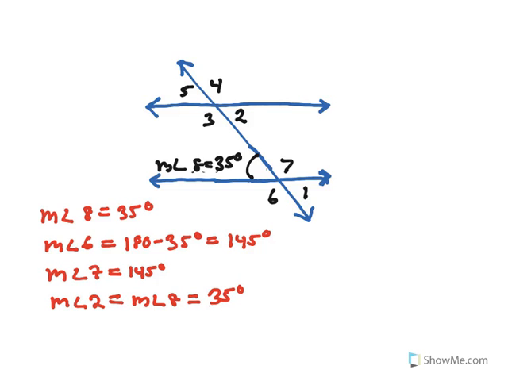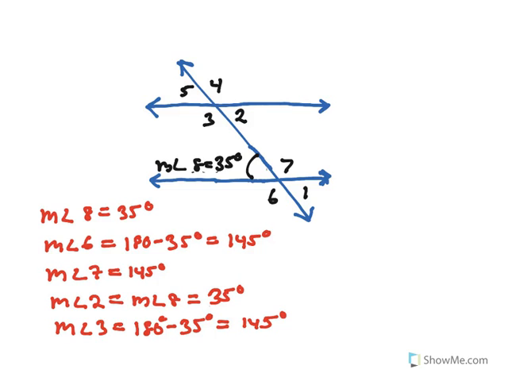All right, then we want to find angle 3, which is adjacent to that. Remember, angle 2 and angle 3 are supplementary. So whatever angle 2 is needs to be subtracted from 180 in order to get angle 3. So angle 3 is equal to 180 minus 35, because angle 2 is 35. And that gives me 145 degrees. Okay, we're almost done.